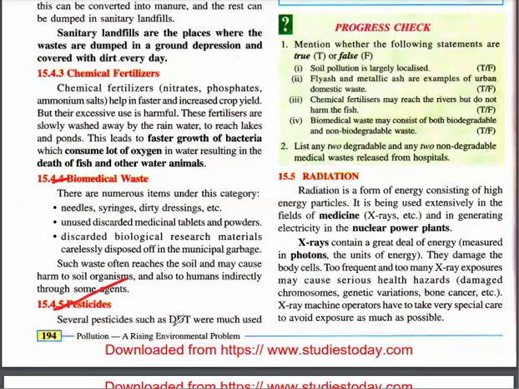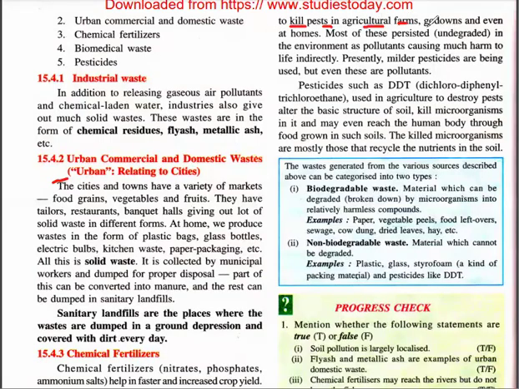Then pesticides. Several pesticides such as DDT were much used to kill pests in agricultural farms, godowns, and even at homes. But pesticides such as DDT used in agriculture to destroy pests alter the basic structure of soil, kill microorganisms in it, and may even reach the human body through food grown in such soil. The killed microorganisms are mostly those that recycle the nutrients in the soil. Therefore, pesticides such as DDT are also harmful for animals and humans. So we gotta take care of it.